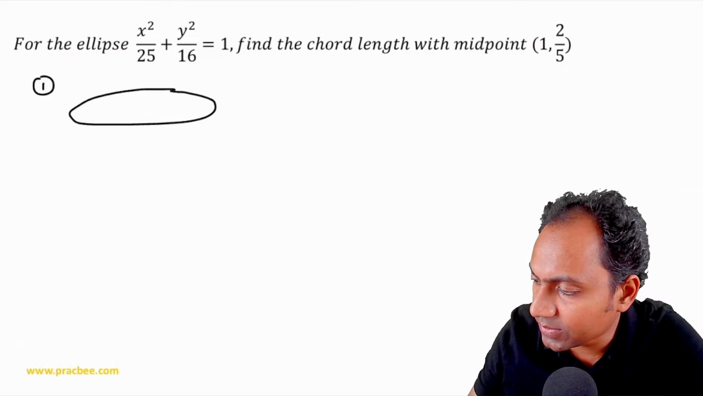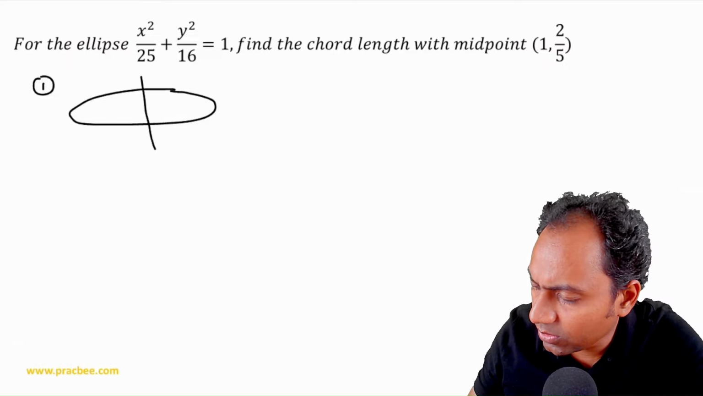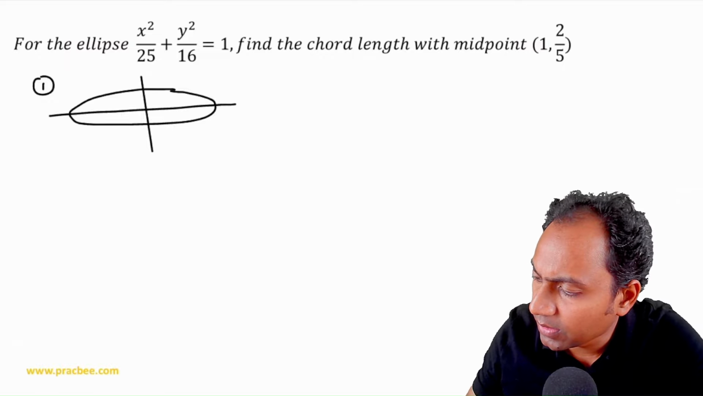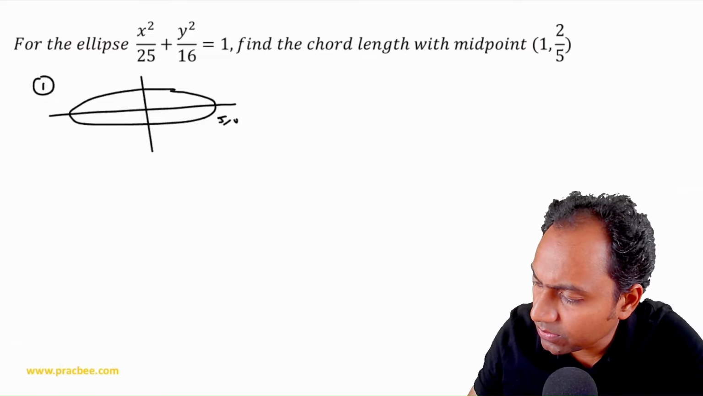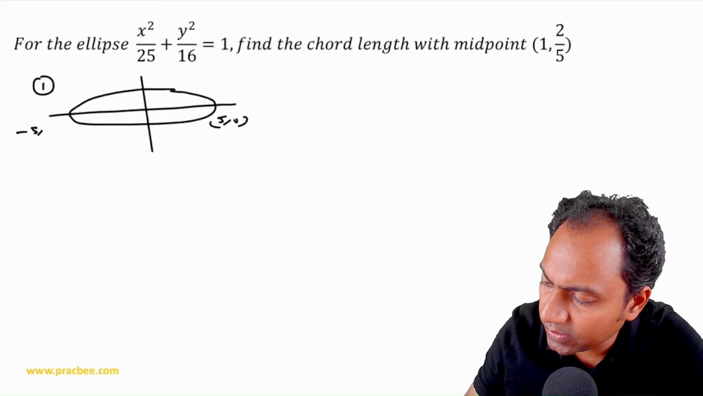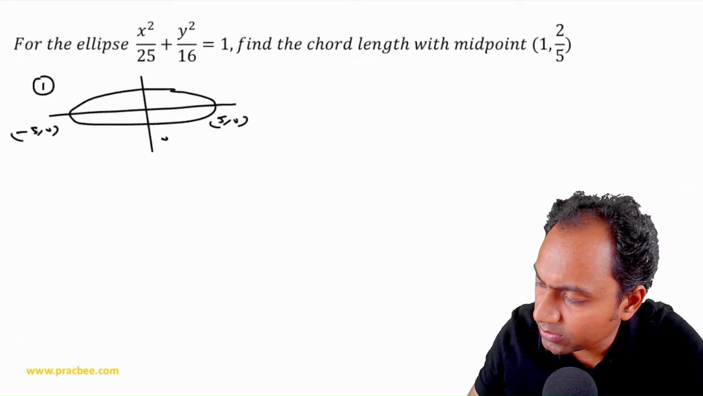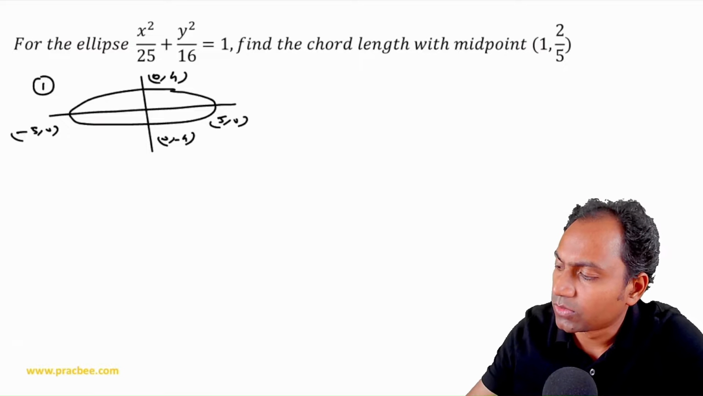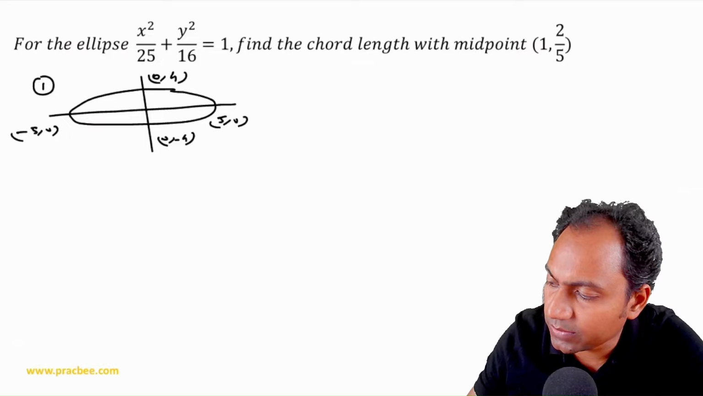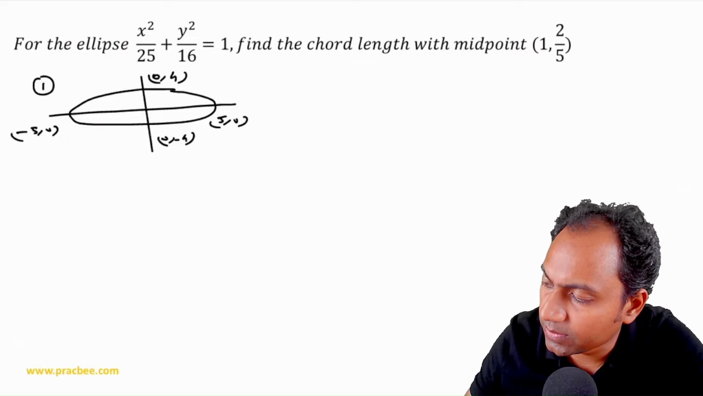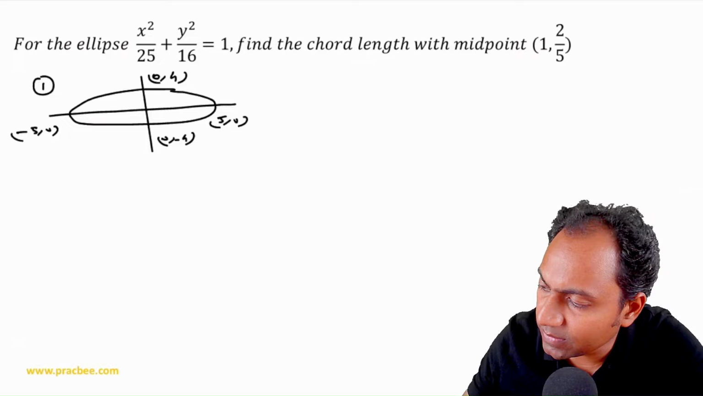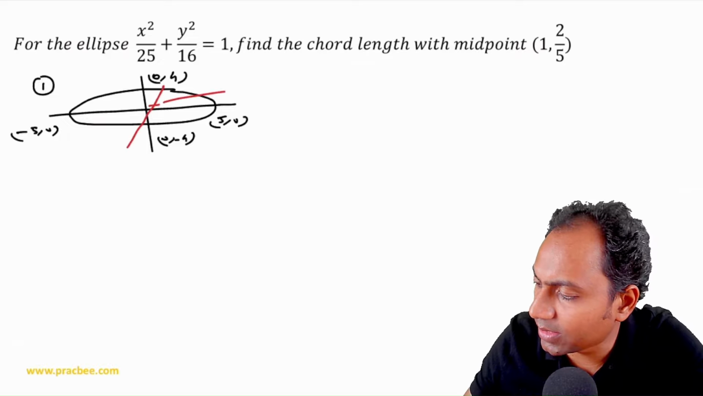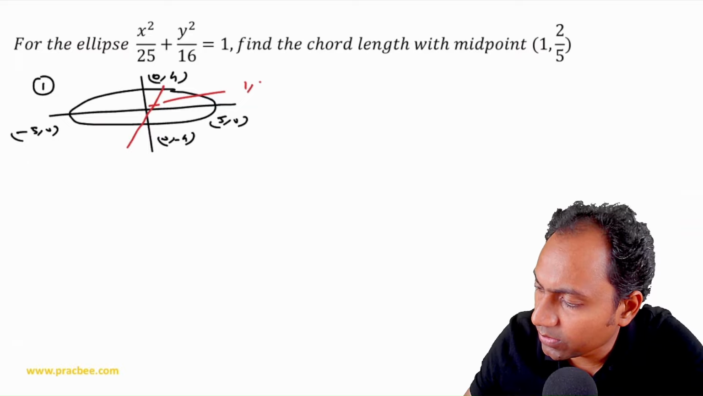If I draw the ellipse, what they're saying is, and you can observe here also, this point is nothing but 5, 0. This is nothing but minus 5, 0. This point would be nothing but 0, minus 4. And this is nothing but 0, 4. What they're saying is there is a chord whose midpoint is 1, 2 by 5, something like this. This is the point that they have given as 1 comma 2 by 5.